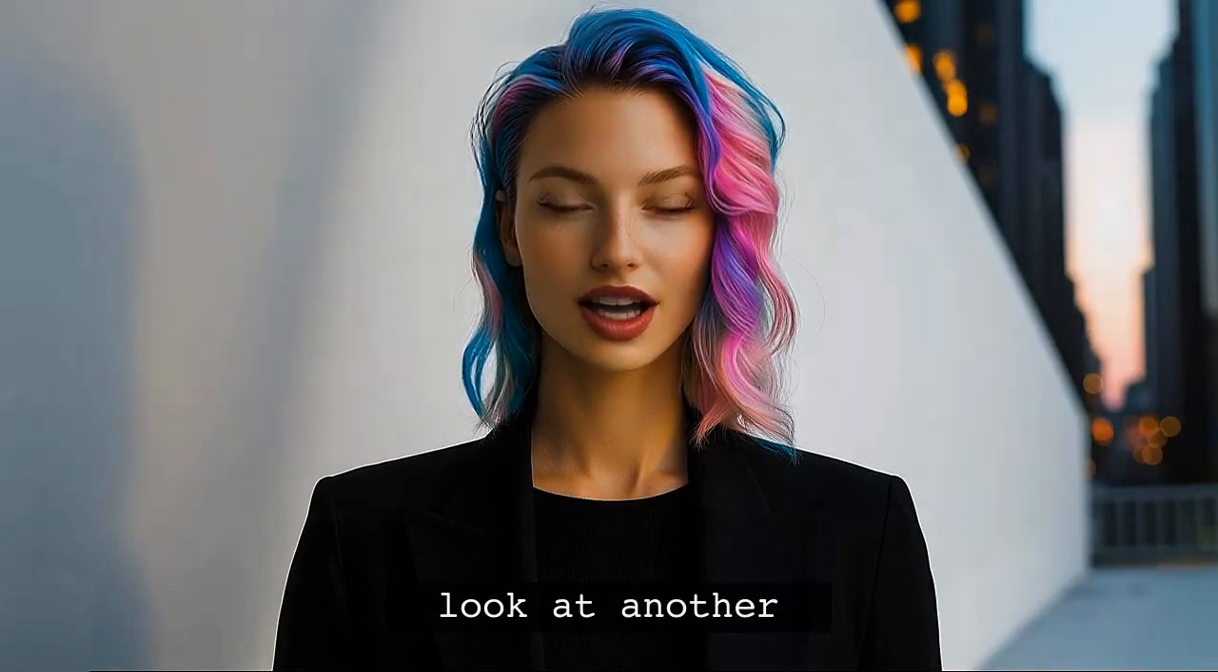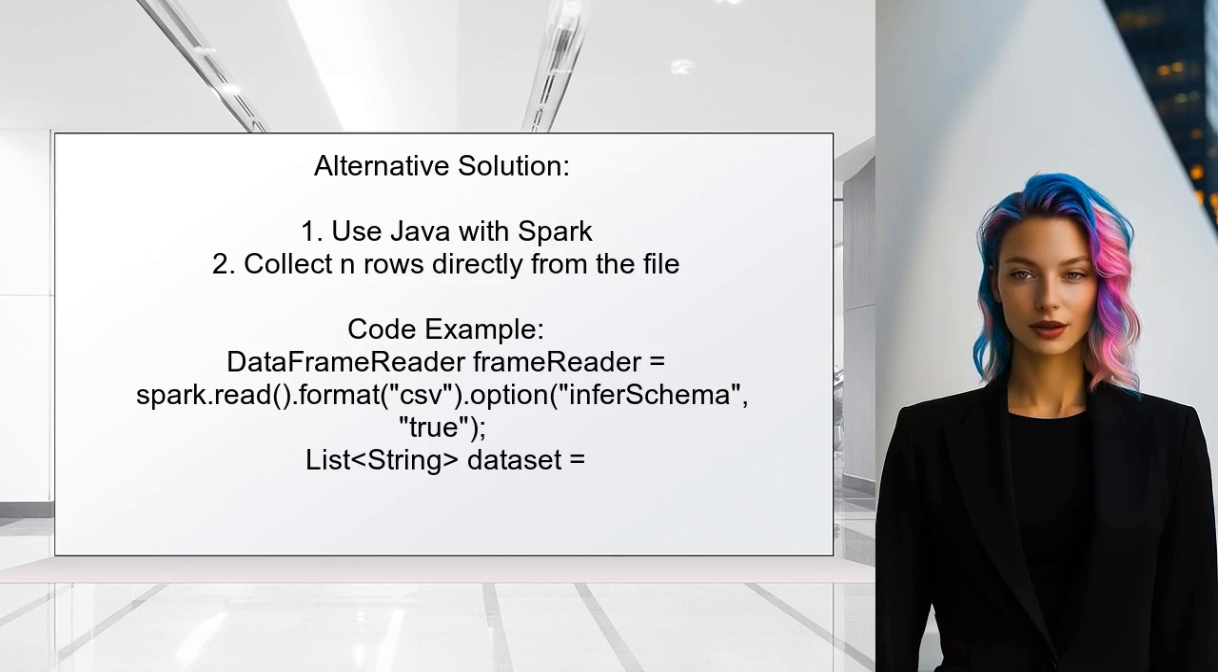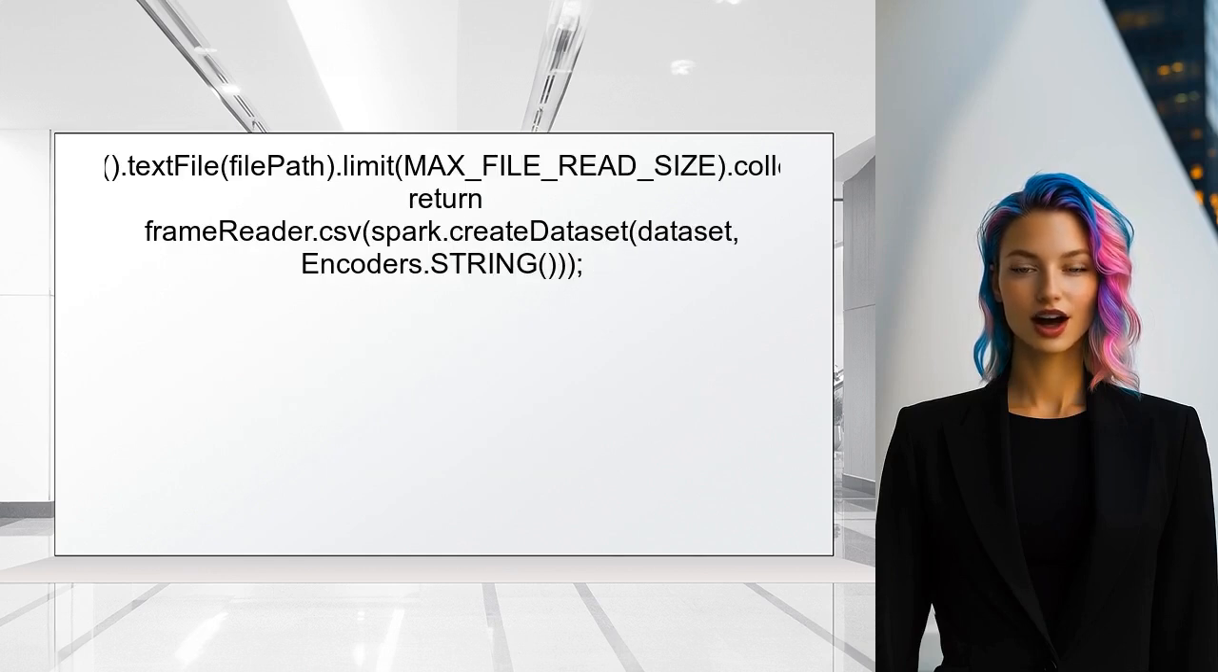Let's take a look at another one. An alternative approach shared by another user involves using Java with Spark. They suggest that simply applying a limit won't reduce loading time. Instead, you should collect the desired number of rows directly from the file.